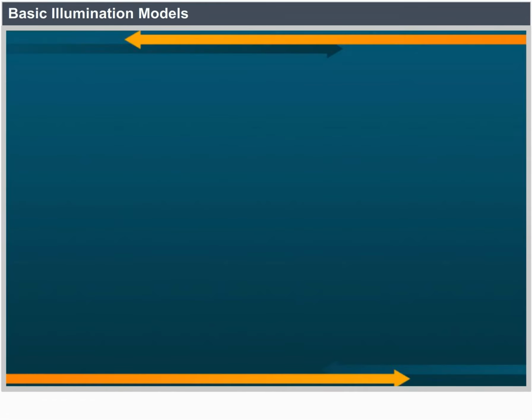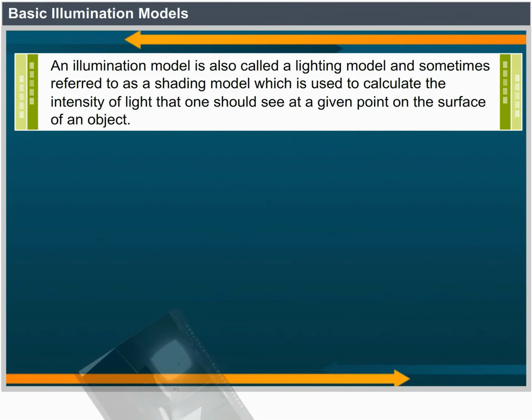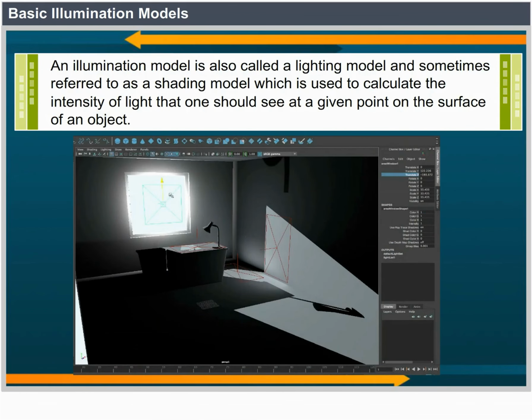Basic illumination models. Realistic displays of a scene are obtained by generating perspective projections of objects and by applying natural lighting effects to the visible surfaces. An illumination model, also called a lighting model and sometimes referred to as a shading model, is used to calculate the intensity of light that we should see at a given point on the surface of an object.